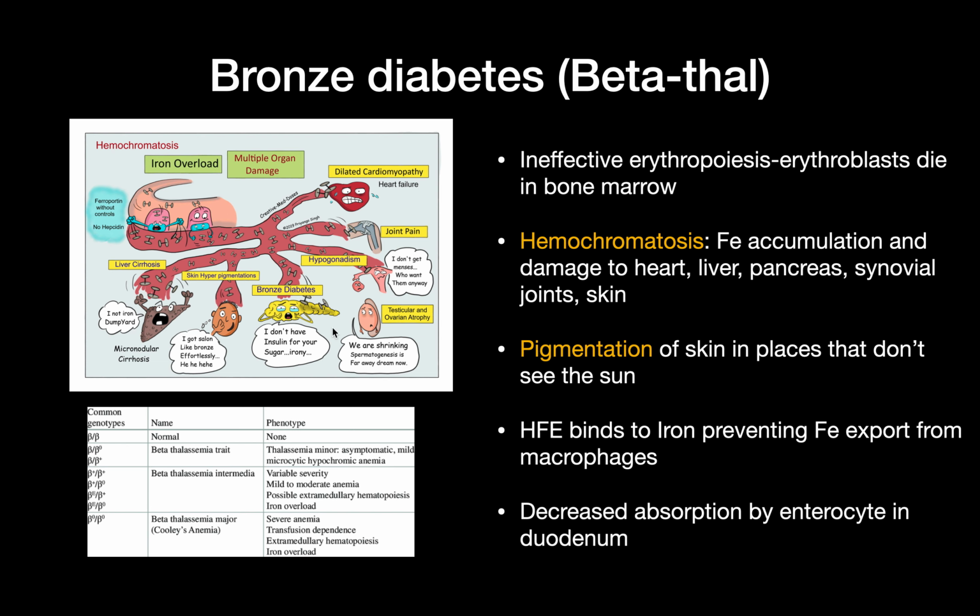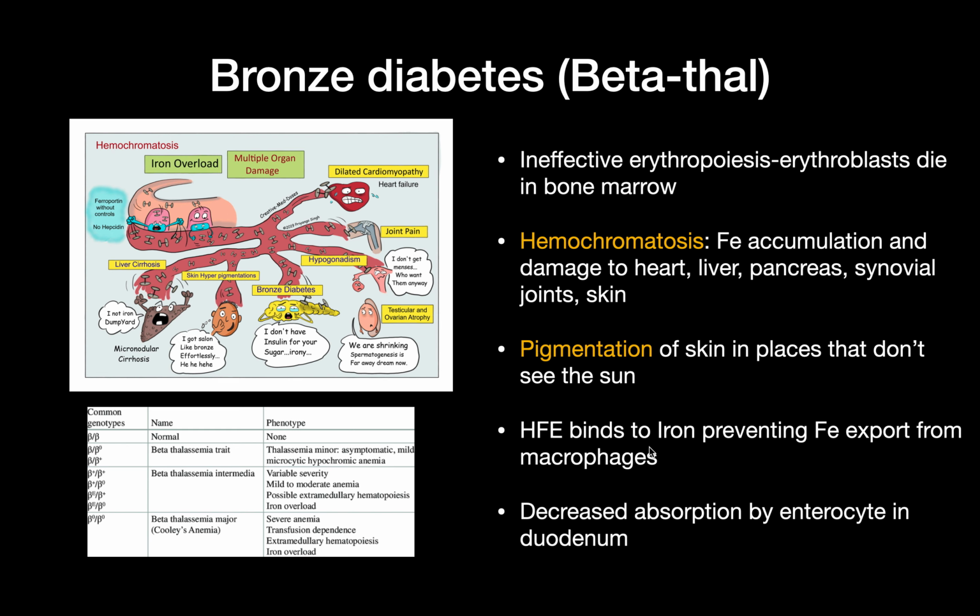So no erythroblasts, no red blood cells transporting oxygen, iron is going to be overloaded, and there is no hepcidin. So with the hemochromatosis, the iron is going to accumulate and damage the heart, liver, pancreas, and synovial joints, but more importantly, the skin. There's going to be pigmentation of the skin in places that don't see the sun. So think like the bikini area, places that won't see the sun at all, but they're going to be unnaturally dark. It also presents with hypogonadism. Patients, especially females, are not going to have menses.